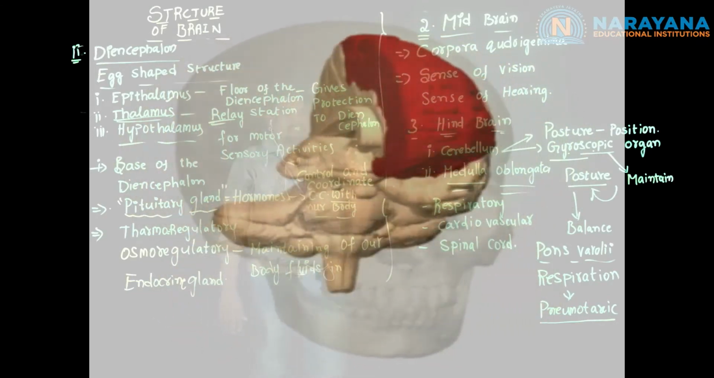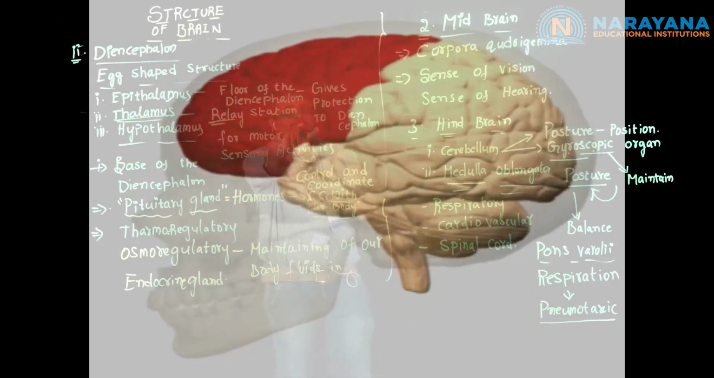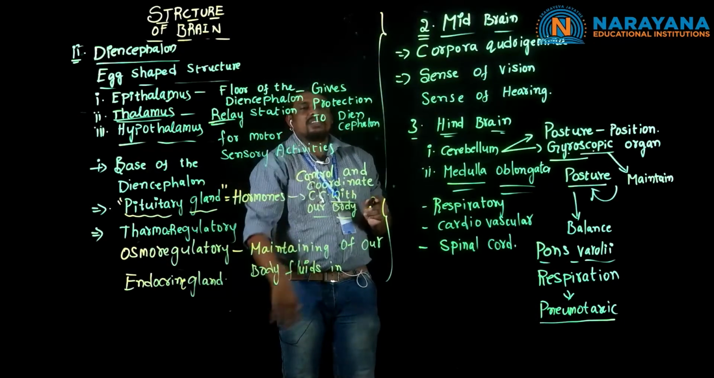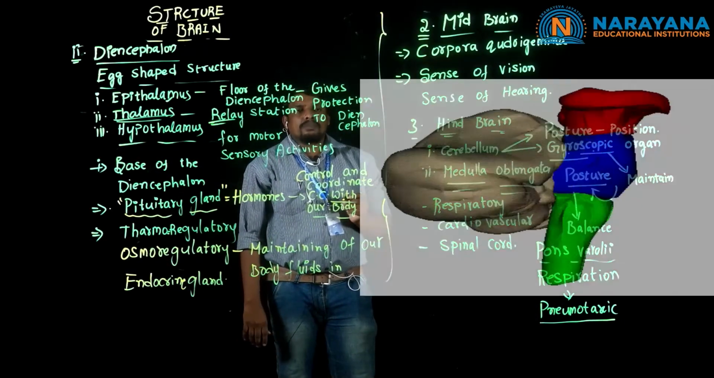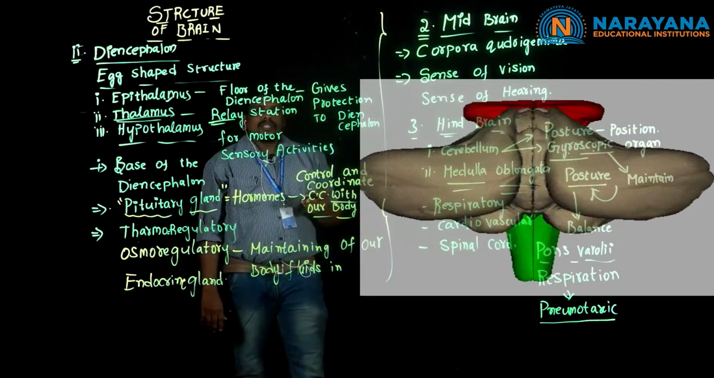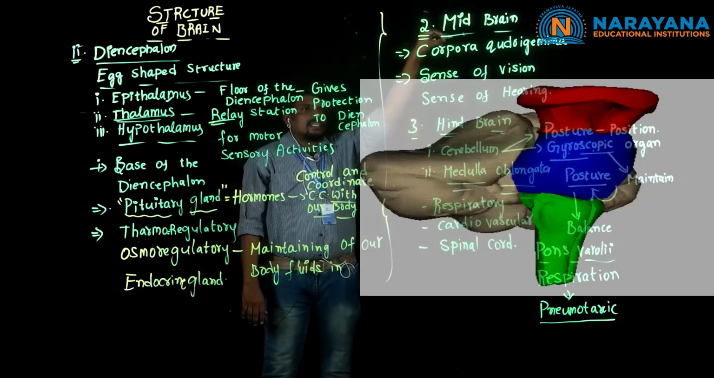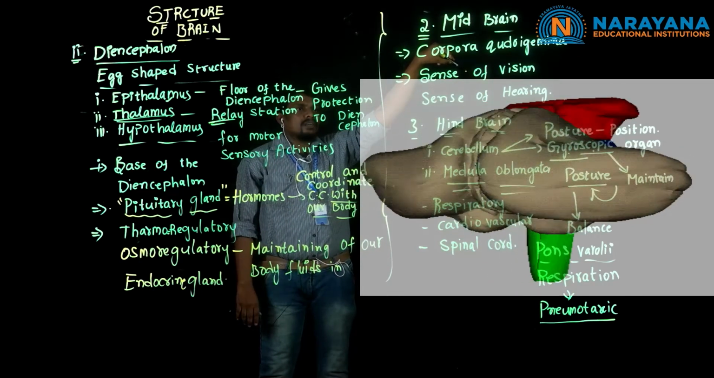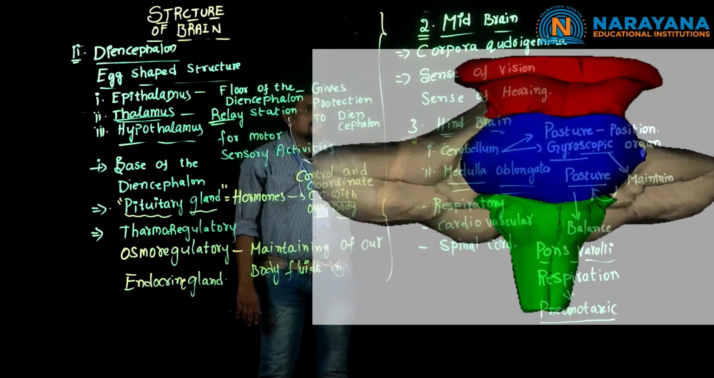Pons varolii you want? Sir, can you display the green color, red color and blue color structure that we have shown in the previous one? Yes, this one. Look at this one. That red color part. What is that red color part? And this blue color part.